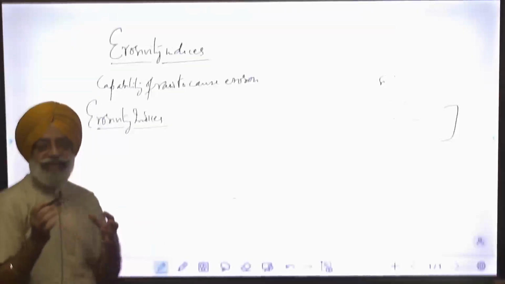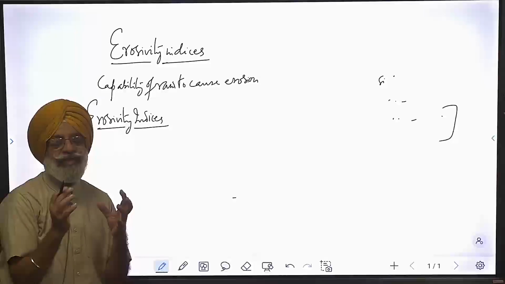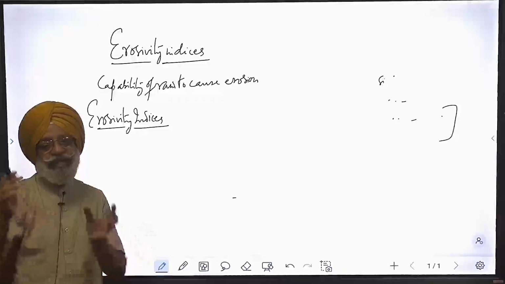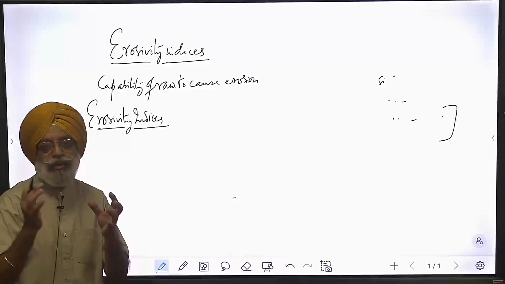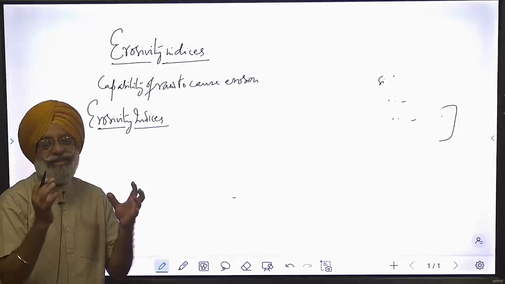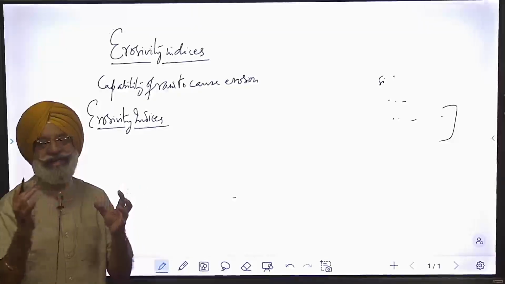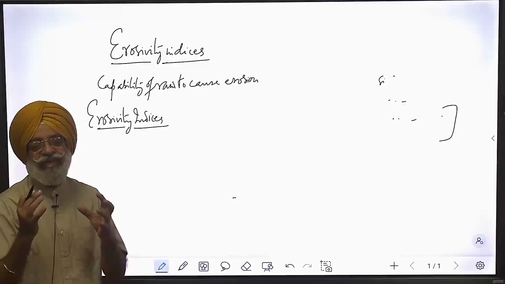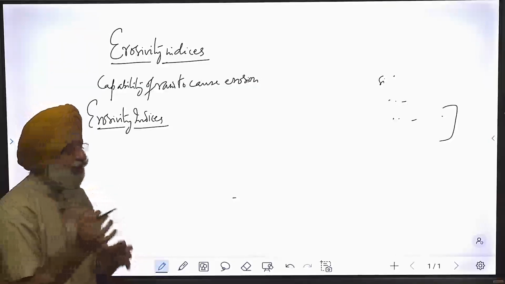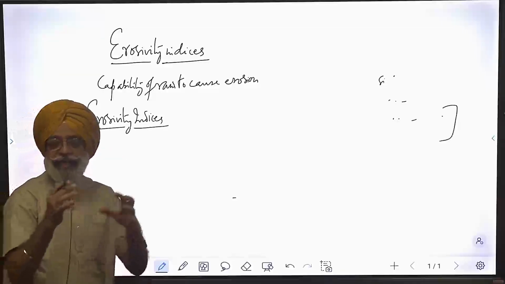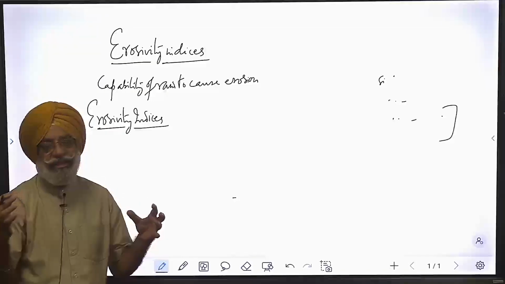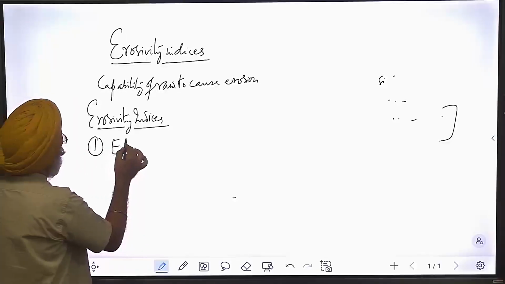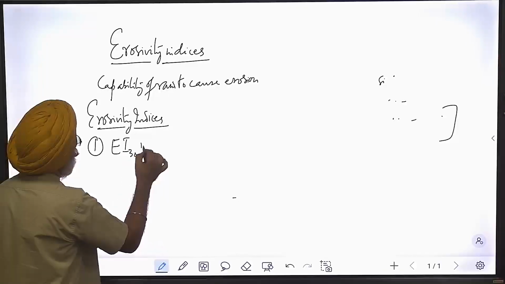It's very tricky, very difficult to measure the erosive power of rainfall, because it's not possible that every time at every place you go and measure the erosivity of the rainfall. Somewhere we have to go for an index. We have to use the properties of the rain to form an index, so that we get an idea of what the erosive power of the rainfall is. There are many indices, and different people have fabricated different indices, but the most commonly used one, number 1, is the EI index, EI30.